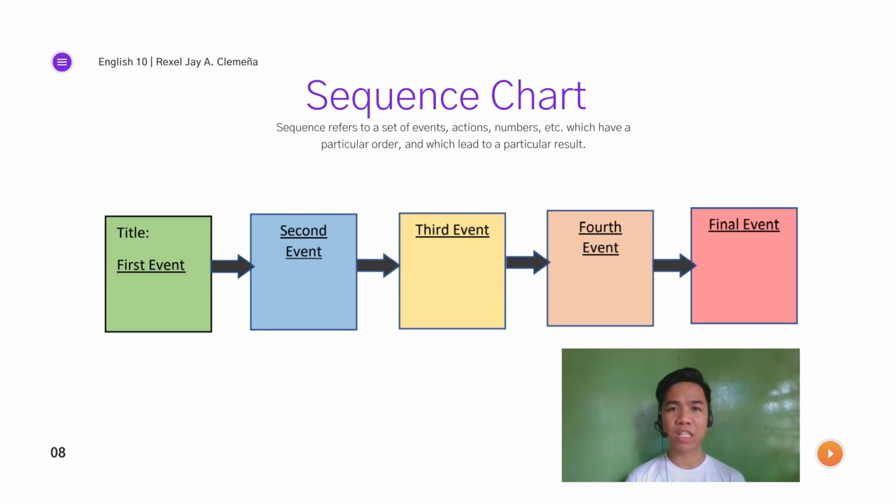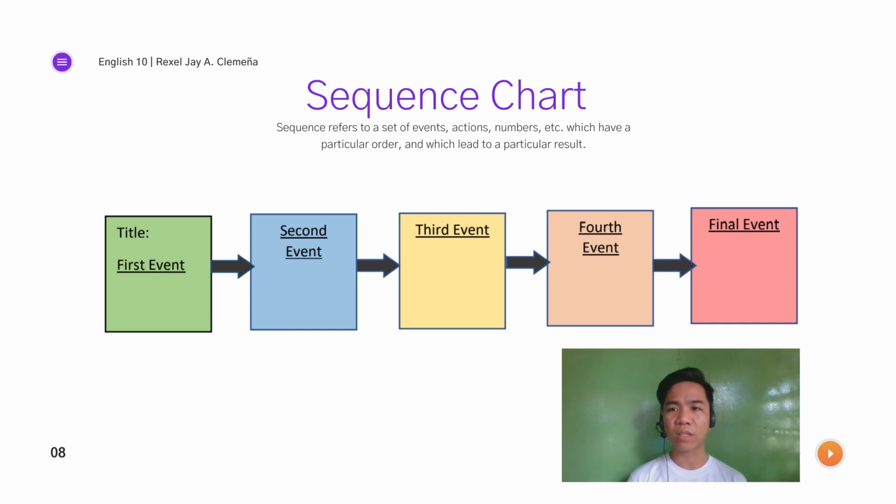Let's proceed to the sequence chart. Sequence refers to a set of events, actions, numbers, etc., which have a particular order and which lead to a particular result. This graphic organizer looks like several boxes connected by arrows.